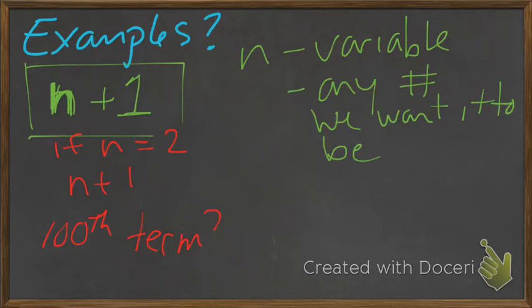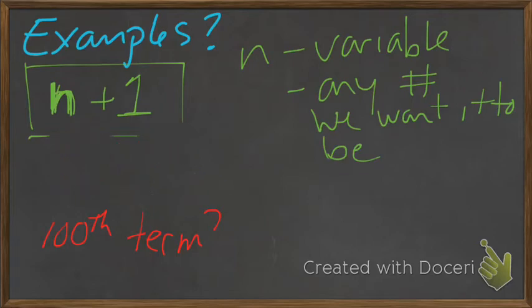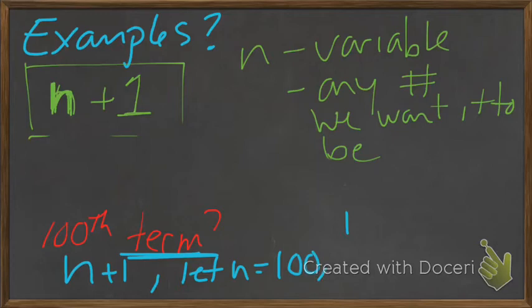I'm going to erase that. And how about if n was 17? N plus 1, but we're saying n is 17, so it would be 17 plus 1. That would equal 18. So you can use this to find any number. So if we were to ask for the 100th term, the 100th number in this sequence or series, we would literally just say n plus 1, let n equal 100. You would have 100 plus 1 equals 101 instead of n plus 1.